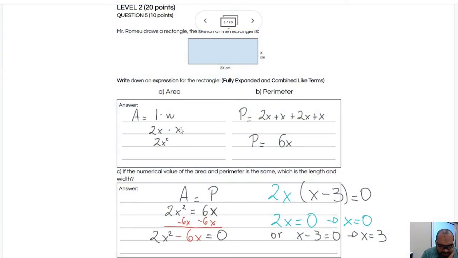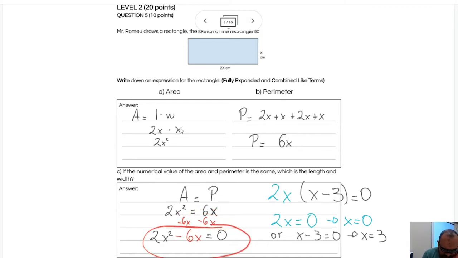Question 5. Mr. Romeo draws a rectangle. We have 2x by x. Find the area. The area of the rectangle, it is 2x times x, 2x squared. Perimeter, 2x plus x plus 2x plus x, 6x. And when perimeter and area is the same, 2x squared equals 6x. Move 6x by opposite, negative 6x.